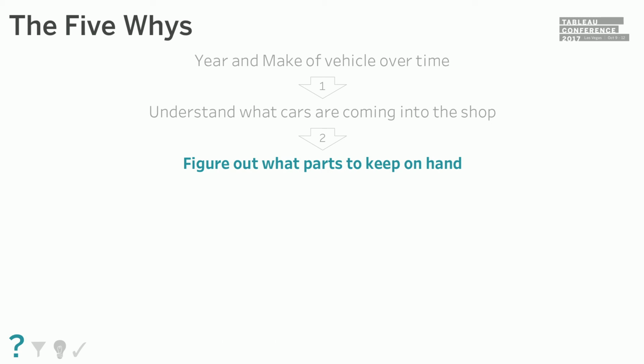There were a couple things that came to my mind when he told me this. So just take a moment and think about why he might have wanted to know this information. The first thing that came to mind for me was cost. The parts are expensive, and maybe he doesn't want to have cash tied up in those parts. The other thing that came to mind was efficiency. If the parts aren't on hand, the vehicles are going to take longer to get fixed.